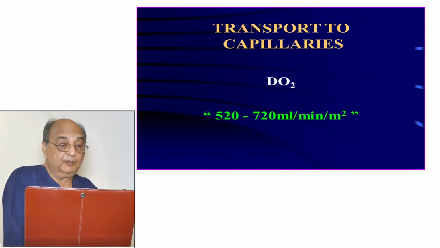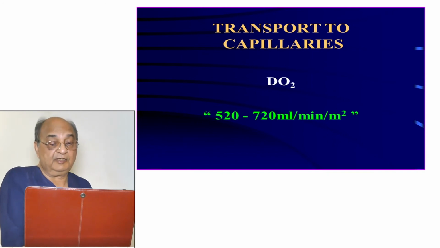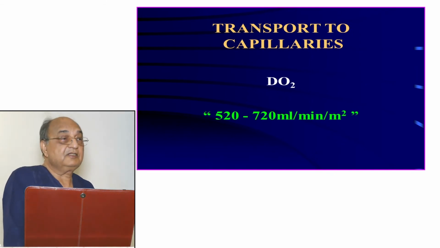So calculate all that. If you calculate all that, this is called DO2, delivery, which is being given to the tissues. Normally it is 520 to 720 milliliter per minute per square meter. So this is delivered to the tissues in a normal person.